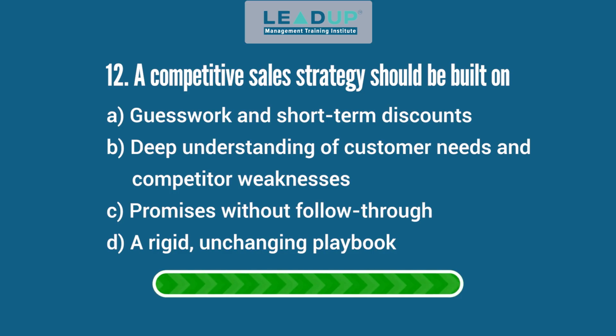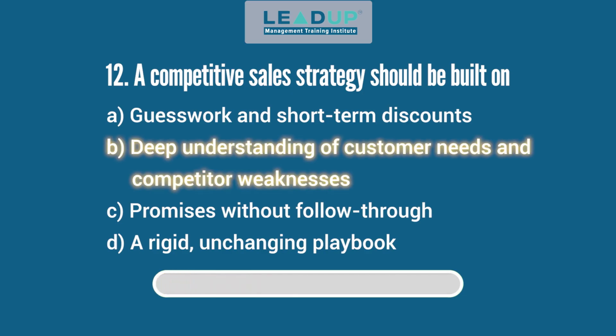Question 12. A competitive sales strategy should be built on A. Guesswork and short-term discounts. B. Deep understanding of customer needs and competitor weaknesses. C. Promises without follow-through. And D. A rigid, unchanging playbook. Answer: deep understanding of customer needs and competitor weaknesses.